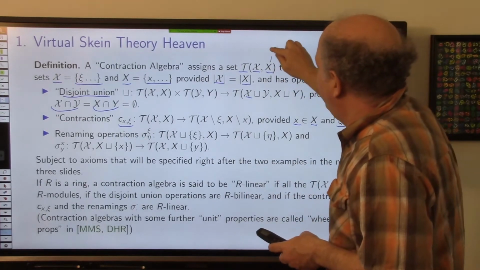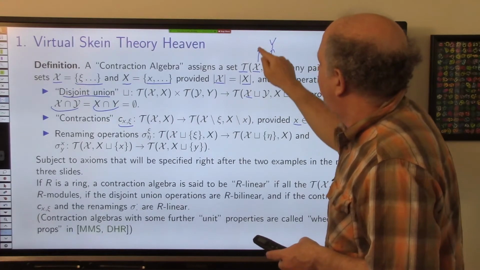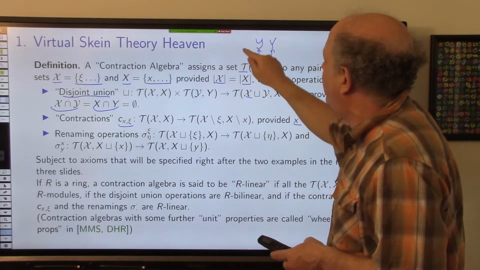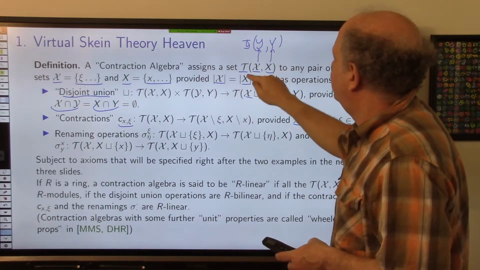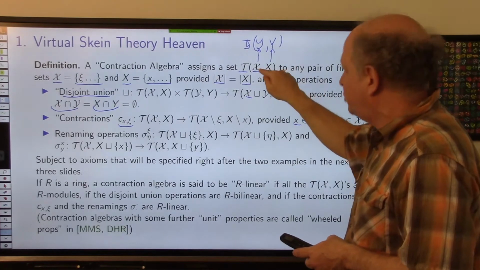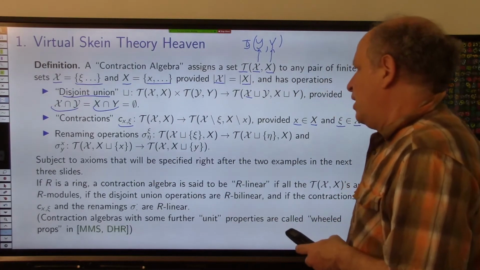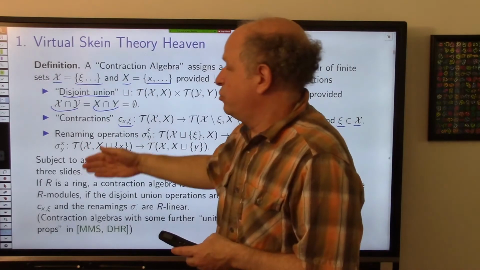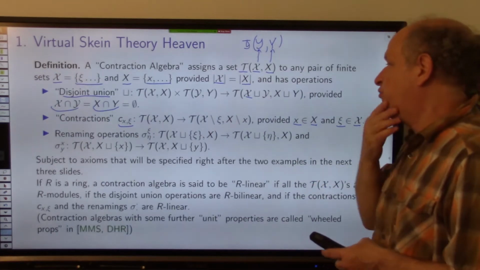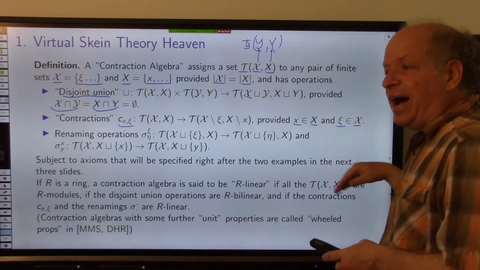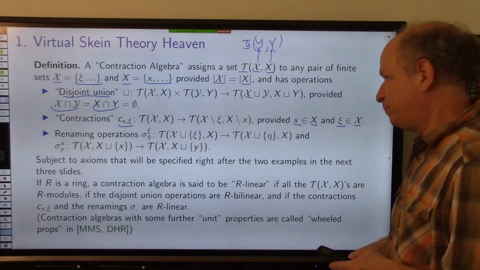So basically, if you have a map from x to y and from calligraphic x to calligraphic y, you have a corresponding map from T of calligraphic x, x to T of calligraphic y, y. Okay? And then, of course, you don't just have operations, you also have axioms, and I will specify the axioms after the examples. I think it will be clearer that way.